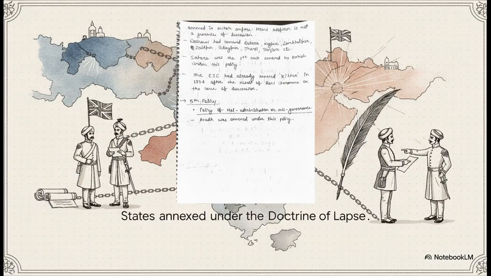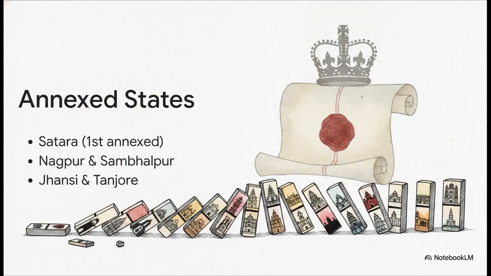And this wasn't just some isolated legal trick. It was a sweeping, overarching strategy. Let's look directly at our source material to grasp the sheer scale of the territories that were just completely absorbed into the empire via this doctrine, often without a single battlefield casualty. Our notes literally list the dominoes falling to Dalhousie's doctrine. Satara was the very first state annexed. That was quickly followed by Nagpur, Sambalpur, Zaidpur, Udaipur, Jhansi, and Tanjore. But the notes also make a point to mention an earlier, related event.